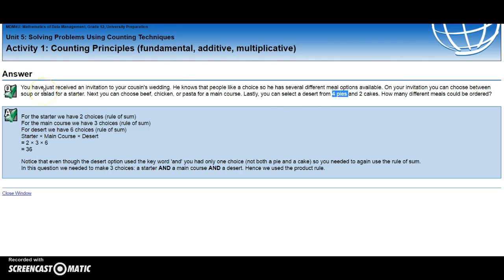So a lot of the wording can be tricky. Some of you might have gone 2 times 3. No, 2 times 3 times 6. Sorry, 2 times 3 times 4 times 2, which kind of makes sense. But that would be saying that you get 2 options for the starter, 3 for the main, and then you get a pie and a cake, which is not true. That's gluttony.